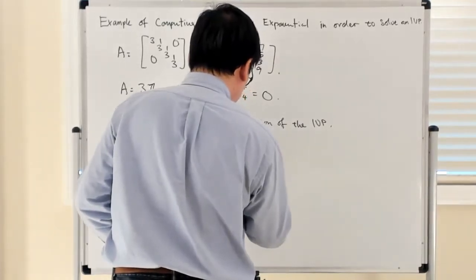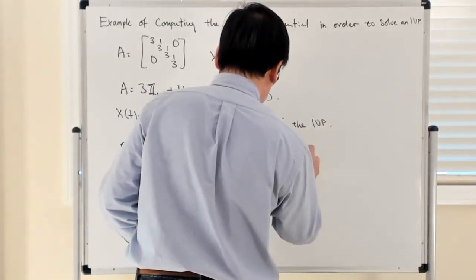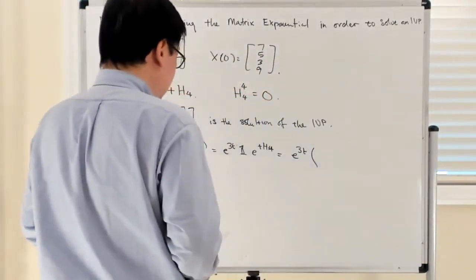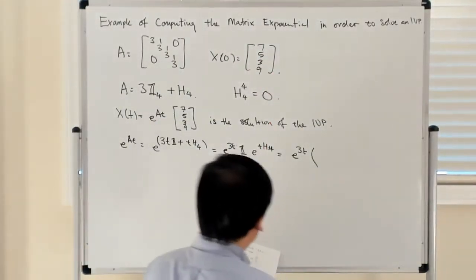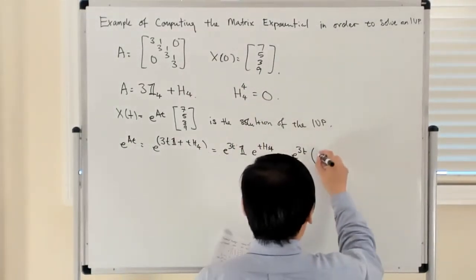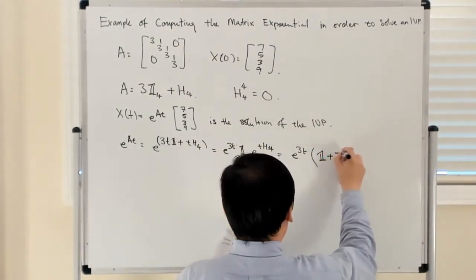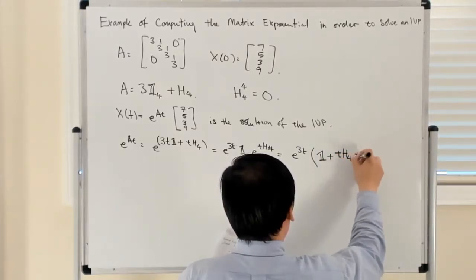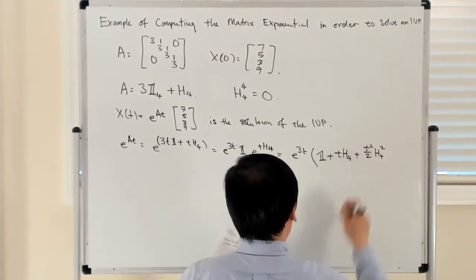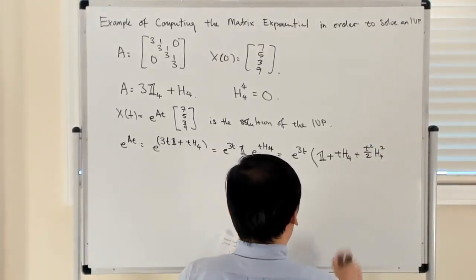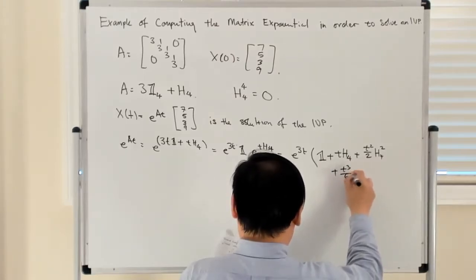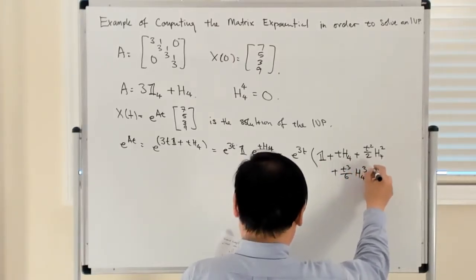And I can actually drop the identity term, so it's e to the 3t, and then e to the tH4. We know that the 4th power vanishes. This is just the identity plus tH4 plus t squared over 2 H4 squared plus t cubed over 6 H4 cubed.